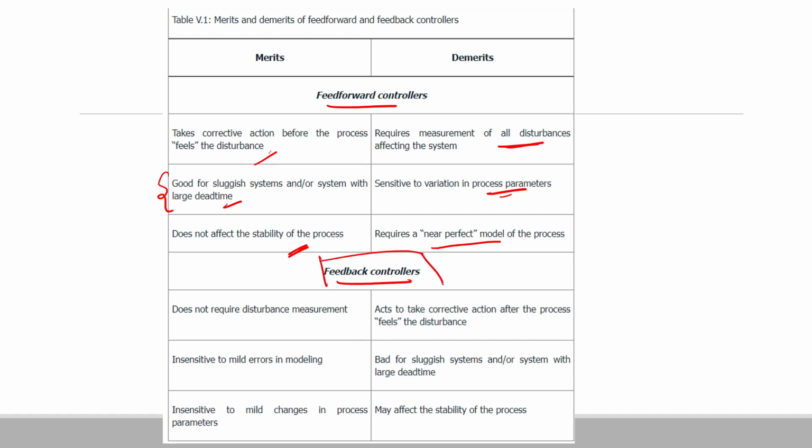Now in case of feedback controller, we don't need to measure the disturbance, and it is insensitive to mild errors in modeling, and insensitive to mild changes in process parameters. But this feedback controller will only act after the process feels the disturbance. That is, corrective action will be taken only after the disturbance is felt by the system. Then again, this is bad for sluggish systems or systems with large dead time, and it may affect the stability of the system. This stability part we will discuss later, I think after 3 to 4 lectures, on how this feedback controller affects the stability of the process.